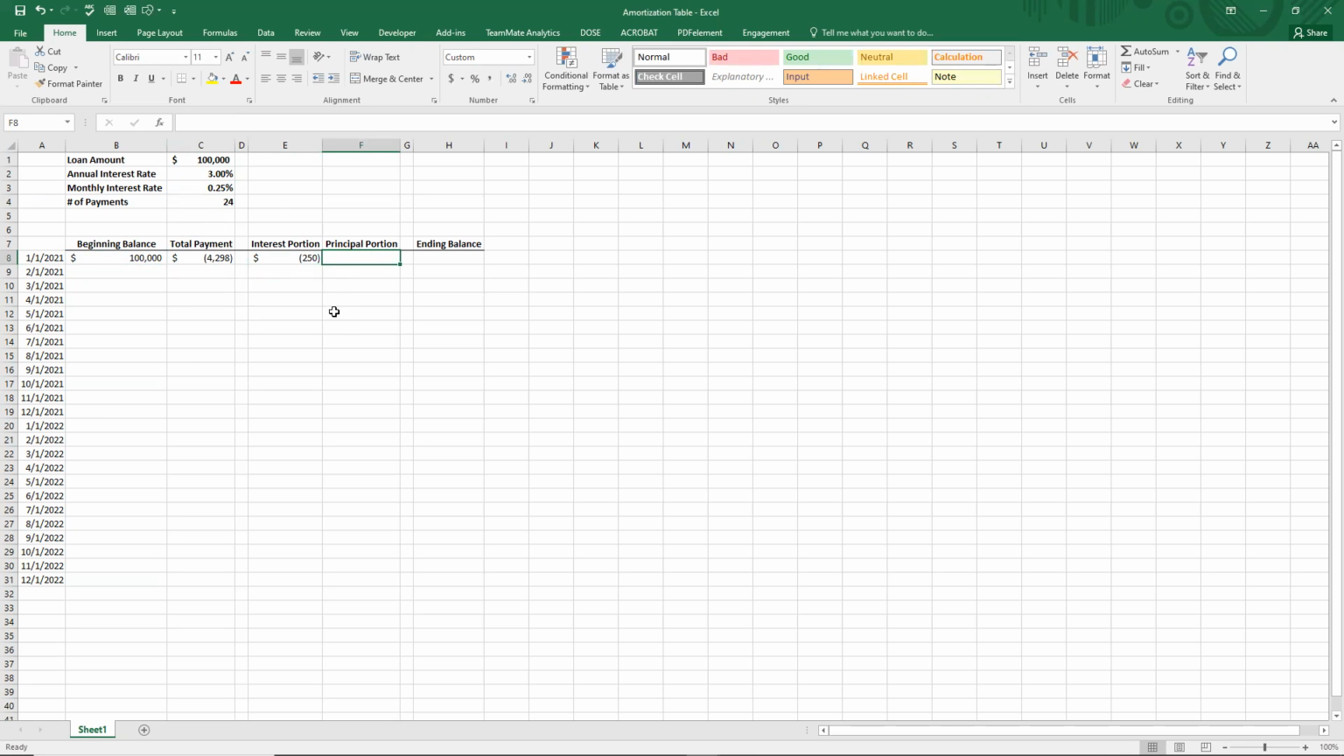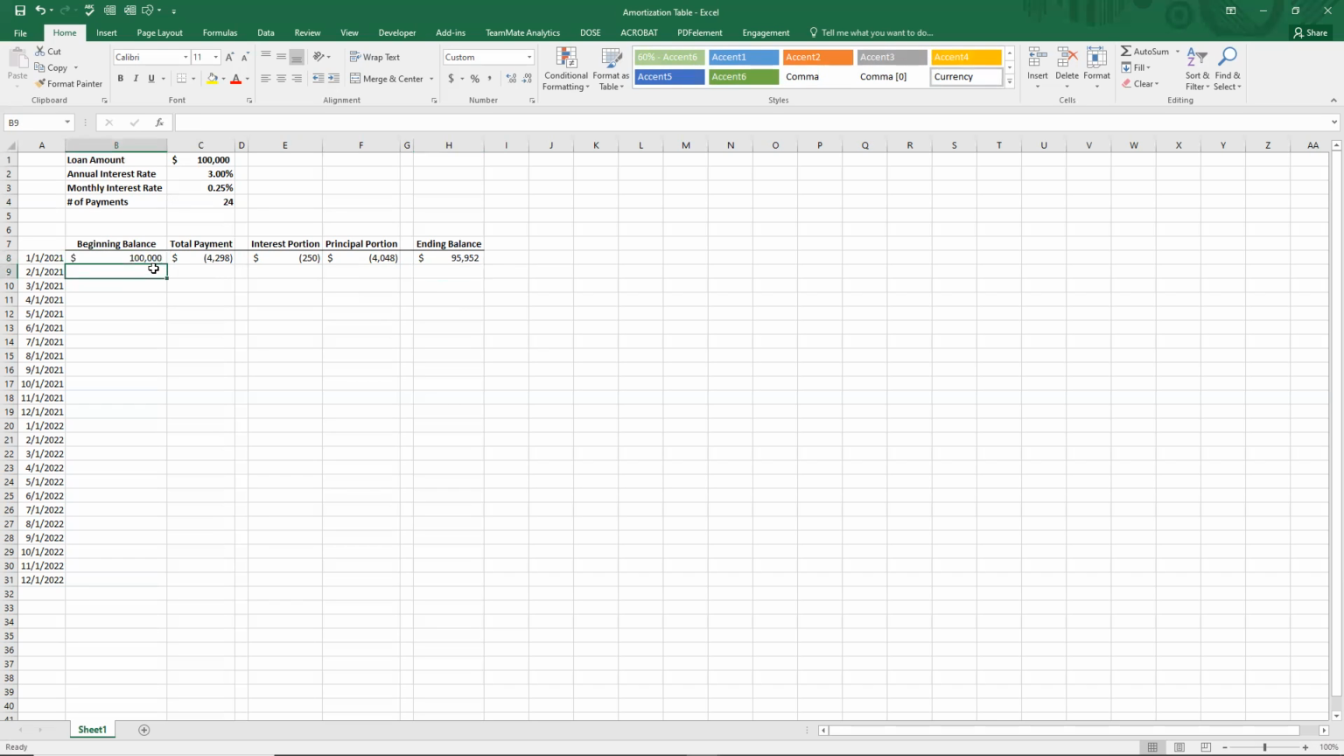To figure out the principal portion, do an equal sign, reference the total payment, and just subtract out the interest portion to get what the principal portion is. Lastly, we're going to go to the ending balance, equal sign. Start with the beginning balance by referencing that cell. And then you're going to subtract out only the principal portion of the payment. So it's going to be $4,048 in this case. It's going to give us $95,952, meaning this is the amount of loan principal amount that is left after the first payment.